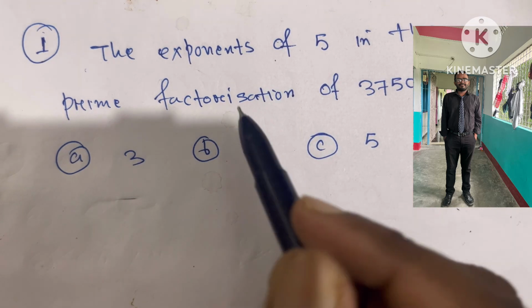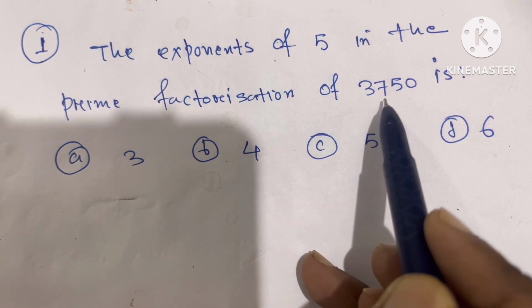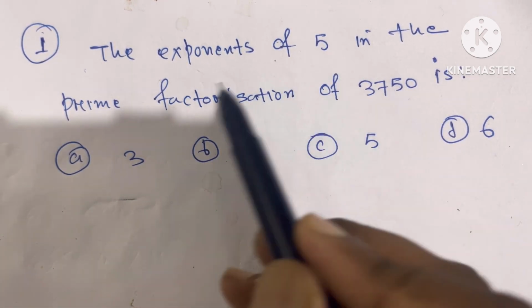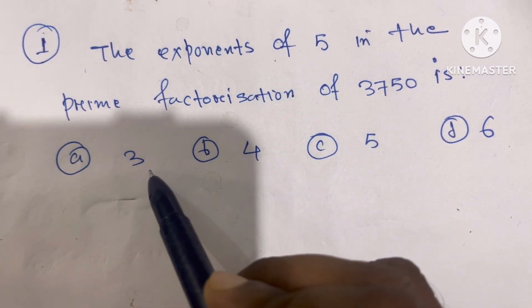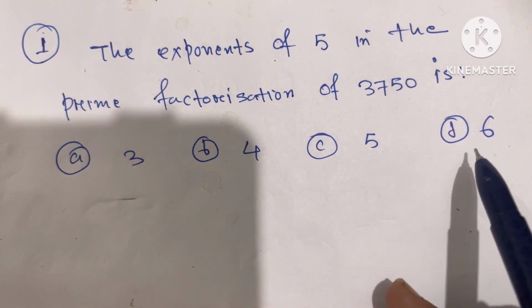Question number 1. The exponent of 5 in the prime factorization of 3750 is: option A, 3; option B, 4; option C, 5; and option D, 6.